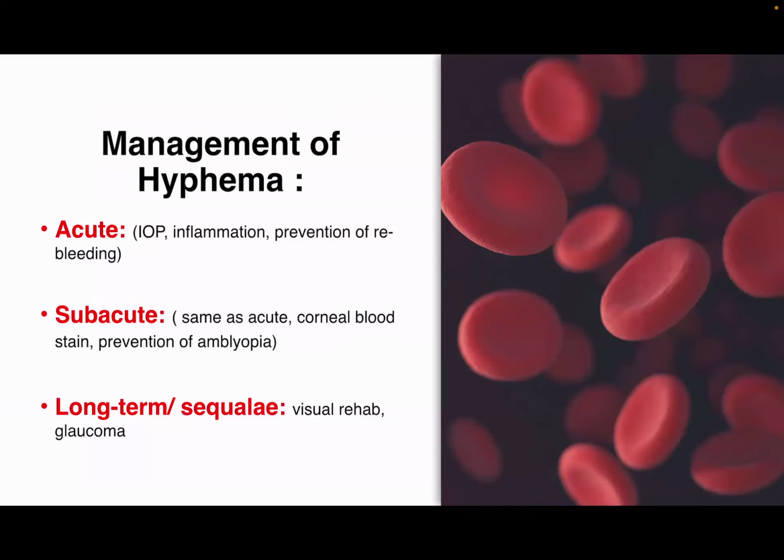Subacutely, after addressing the acute presentation of the hyphema, we have to look again at the IOP and inflammation and prevention of rebleeding, and we have to check for corneal blood staining and prevention of amblyopia. For longer-term sequelae, we have to check for angle recession glaucoma and visual rehabilitation. Fortunately, most of the patients achieve better than 20/40 vision, but there is a risk of some visual loss in about 30 percent of patients. So that's why visual rehabilitation is very important.